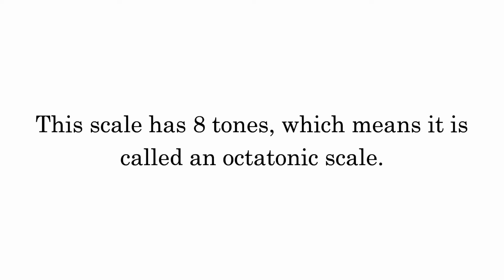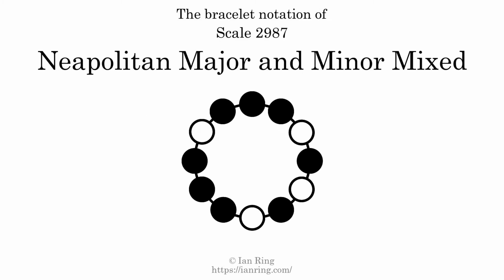This scale has 8 tones, which means it is called an octatonic scale. This is a bracelet notation diagram of scale 2987. The shaded circles represent tones that appear in the scale, and they are read clockwise, starting at the top.